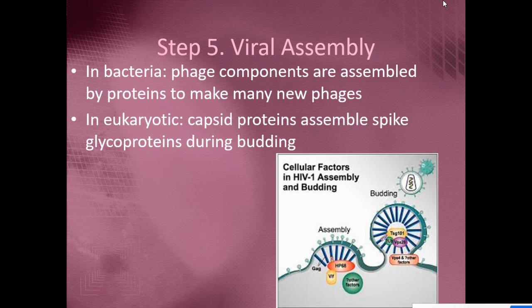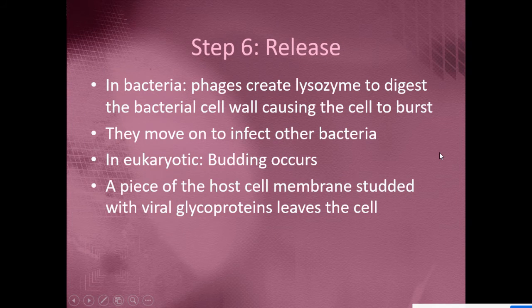Step 5 is viral assembly. In bacteria, phage components are assembled by proteins to make new phages. In eukaryotic cells, capsid proteins assemble spike glycoproteins during budding. So down here, this is where the new little phage is starting to come out. Most of the time, your cells aren't going to have these little spiked glycoproteins on them, but because it has this HIV viral DNA inside of it, the cell begins making it. And it's going to bud off, so it's going to pinch off here, and it's going to go off and infect other cells.